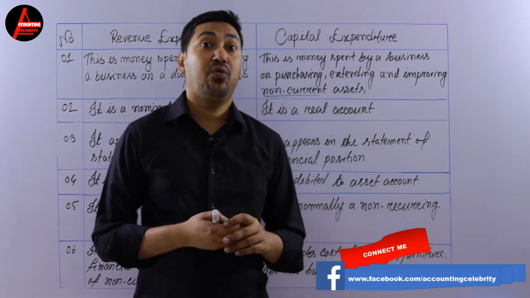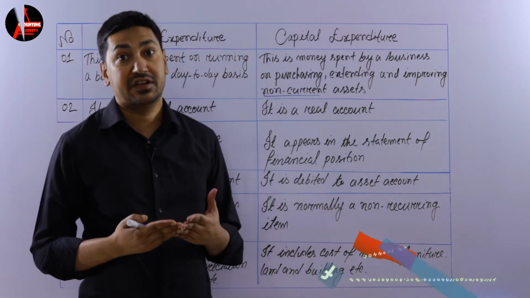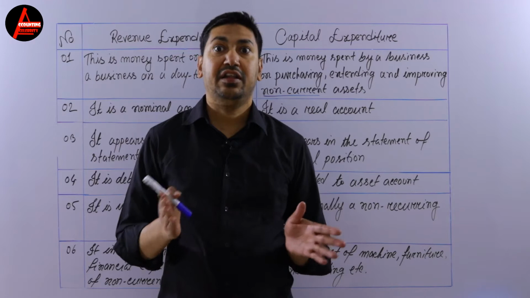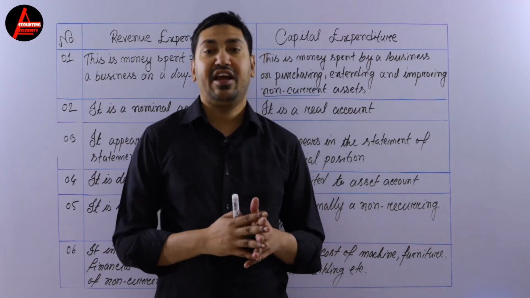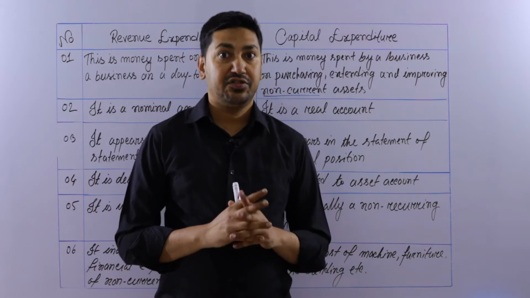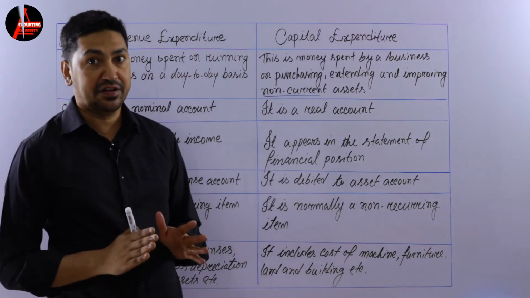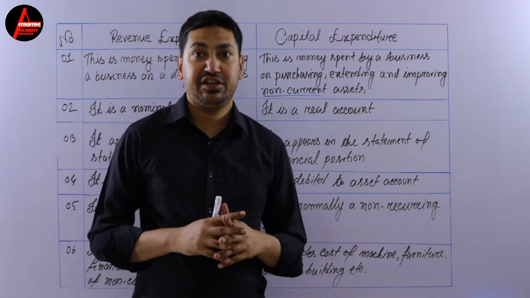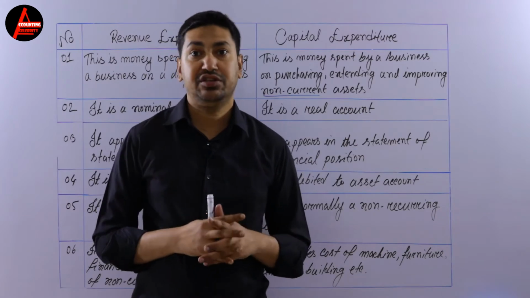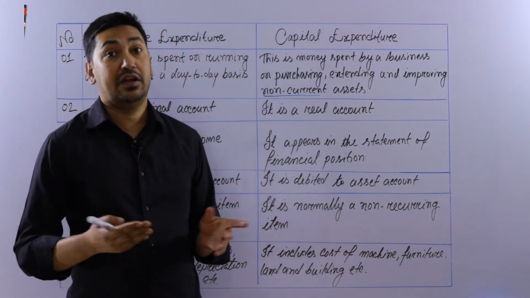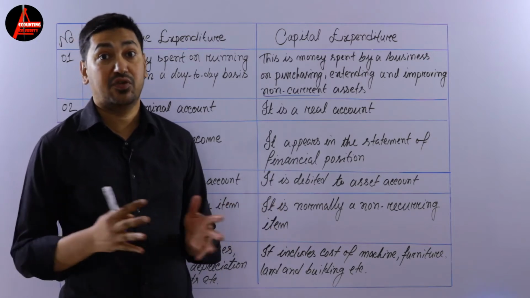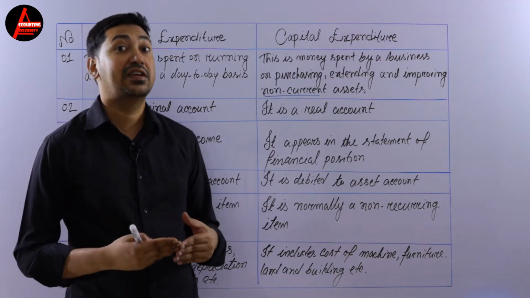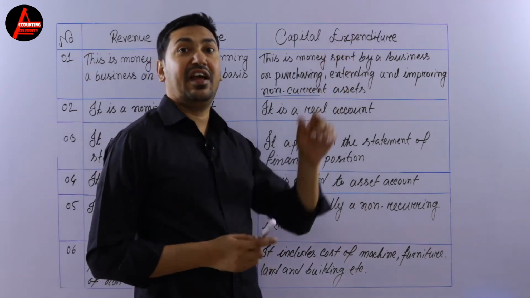So when a business buys a non-current asset, or extends or improves it, then this will be your capital expenditure. So remember, what is a non-current asset? Like machineries, fixtures, fittings, furniture, motor vehicles, and land and buildings, properties, premises, whatever you call them. This will be your non-current asset, and when a business buys this, it will be your capital expenditure.